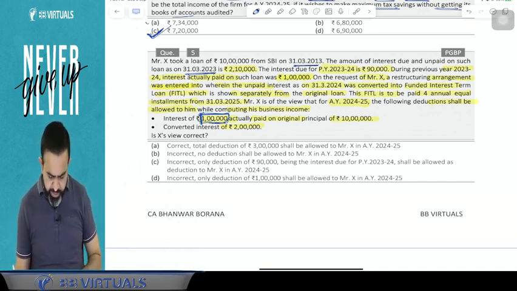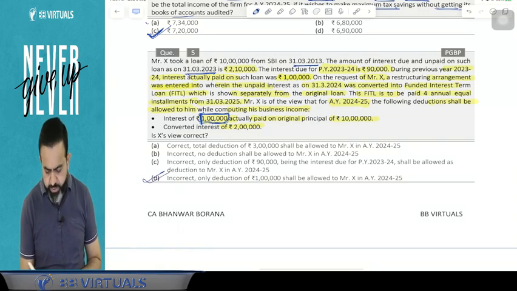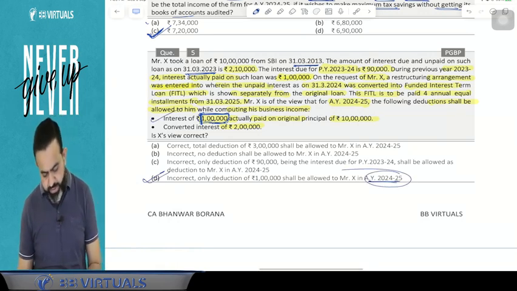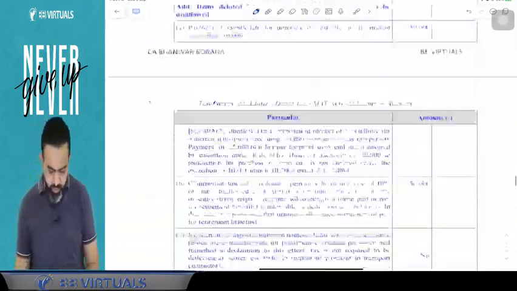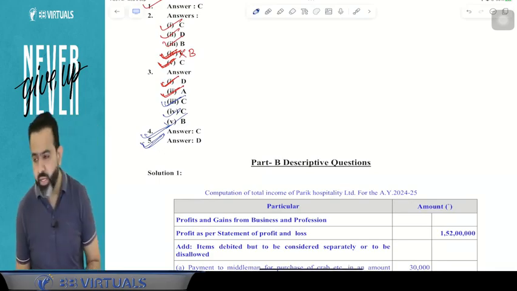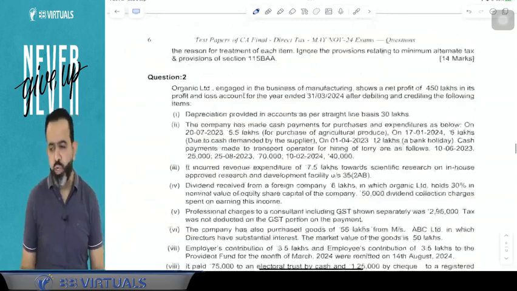So here, this answer is incorrect. Only 1 lakh interest shall be allowed in the assessment year 24-25. So this 1 lakh is the correct answer. So D is your correct answer of the last MCQ. Yeah, D is the correct answer for the last MCQ.